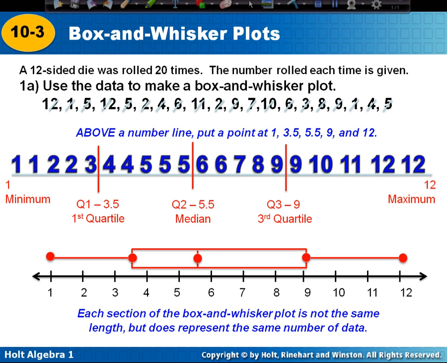It says each section of the box and whisker plot is not the same length, but does represent the same number of data. If we look here, these are my numbers: 1, 1, 2, 2, 3, 4, 4, 5, 5, 5 on this one, 6, 6, 7, 8, 9 here, and then 9, 10, 11, and 12, 12 go here. So again, there's 1/4 of the data in each section, even though the lines may not be the same length.